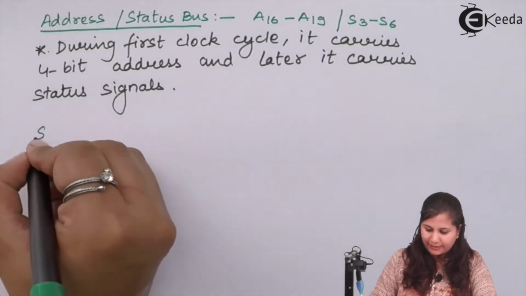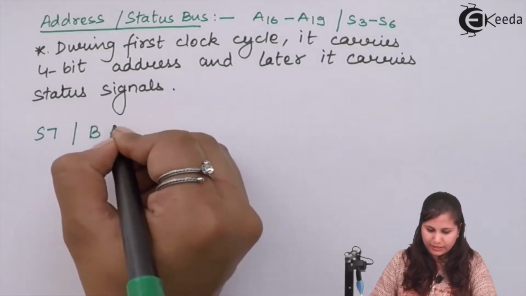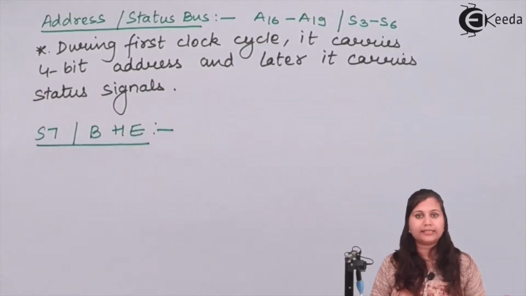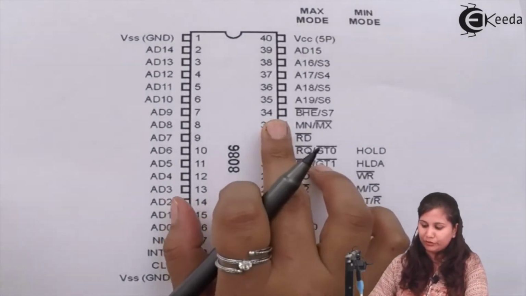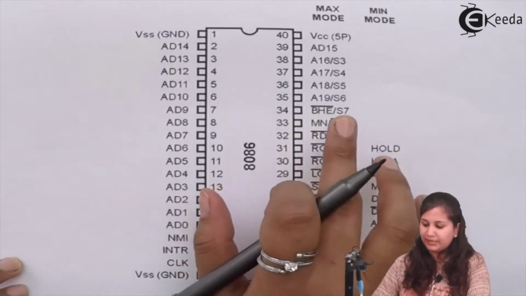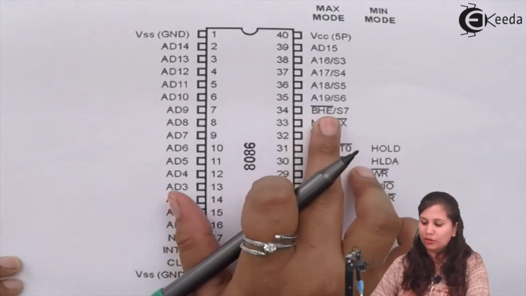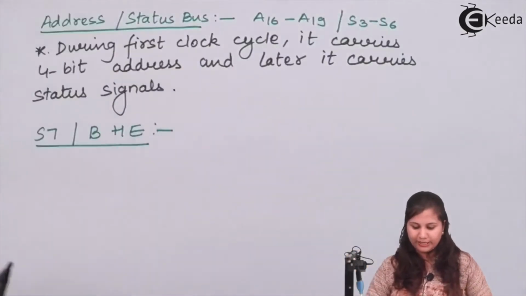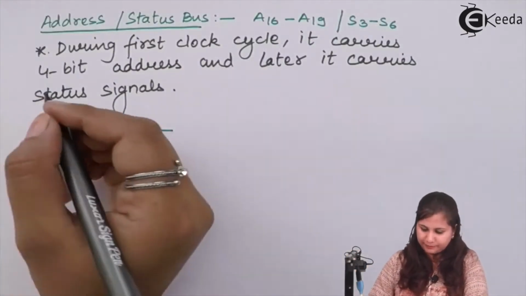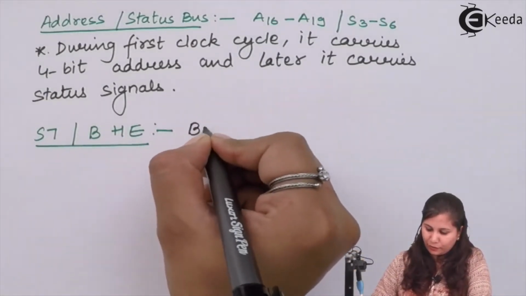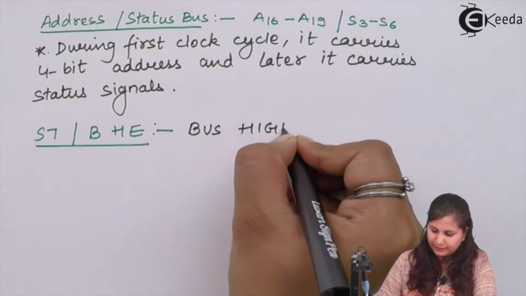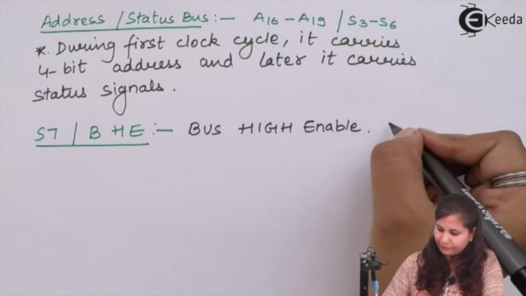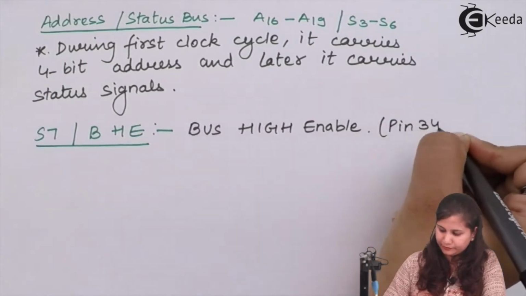Next we have S7 or bus high enable. This signal is available at pin number 34. You can see that we have two signals, meaning it can act as bus high enable also, and it can act as the status signal S7 also. Okay, so let's see what the function of this signal is. This BHE stands for bus high enable, and it is available at pin number 34.